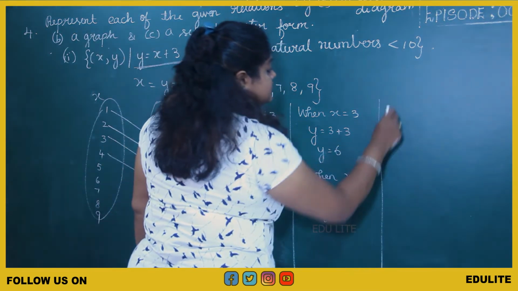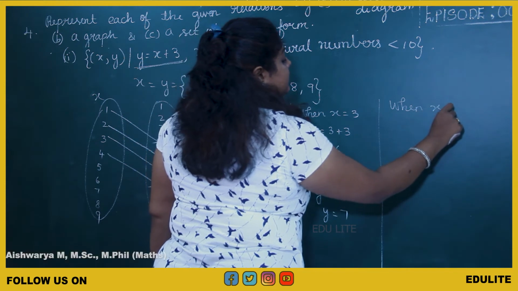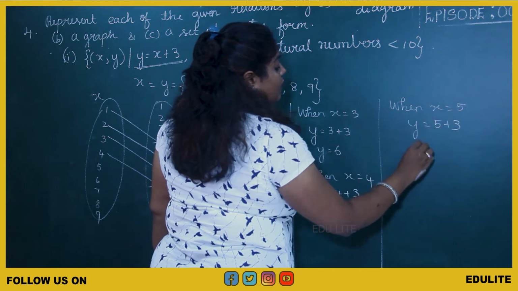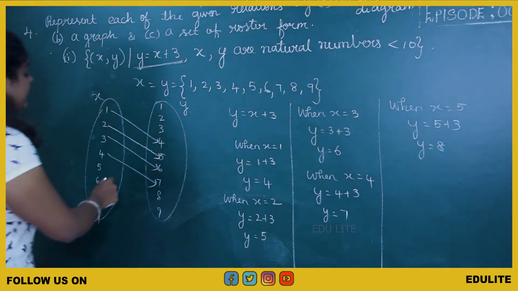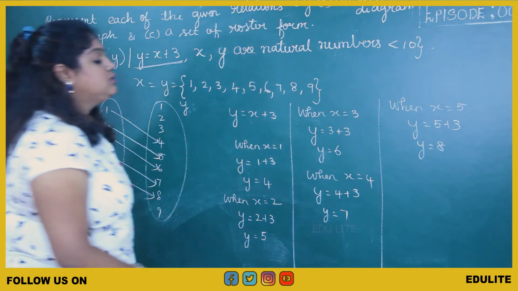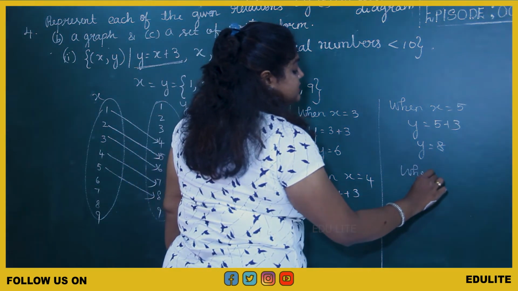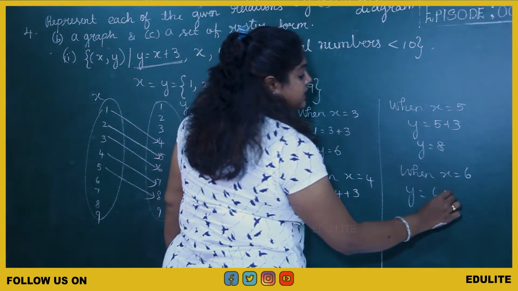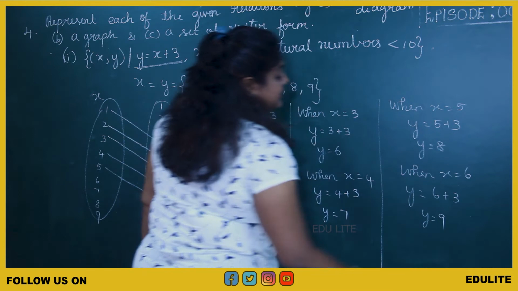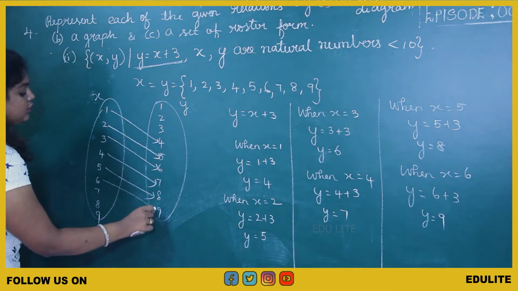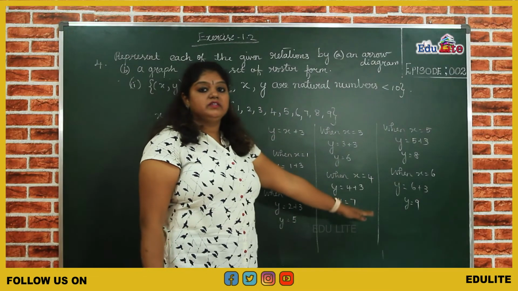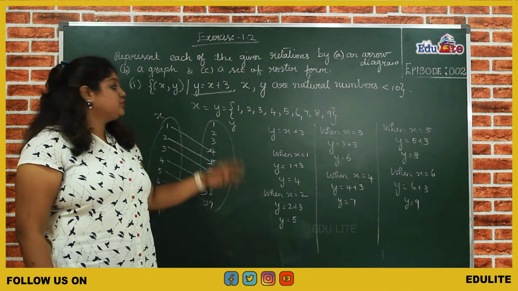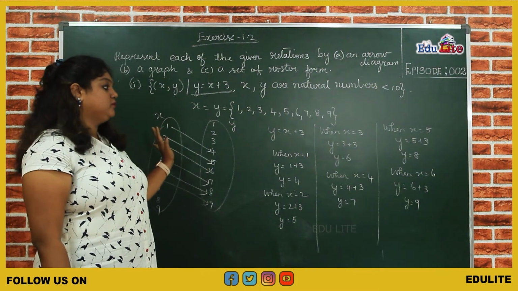Next, when x is equal to 5, substituting it in the same equation, y is equal to 5 plus 3, y equals 8. Therefore, 5 is mapped to 8. Next, we will take x is equal to 6. I will get y is equal to 6 plus 3, y is equal to 9. So when x is equal to 6, y is equal to 9. We will stop here because if I substitute the next value of x, it will exceed 9, which is not available in the set y.